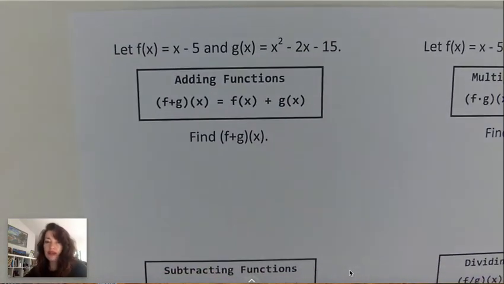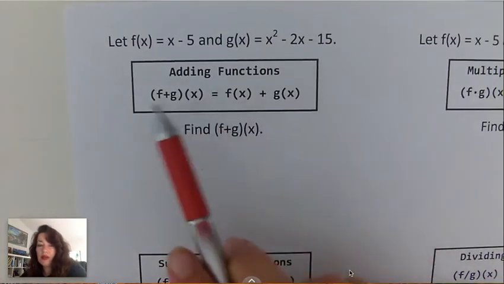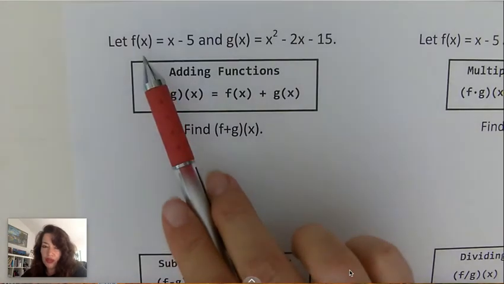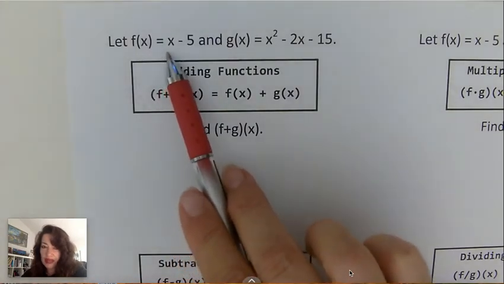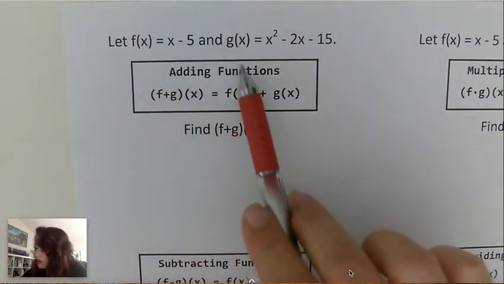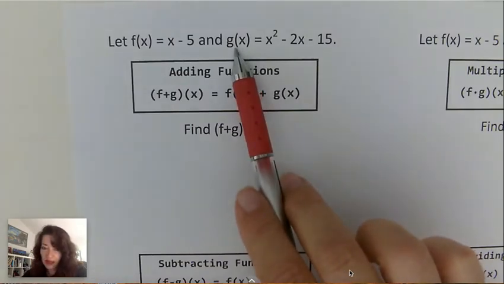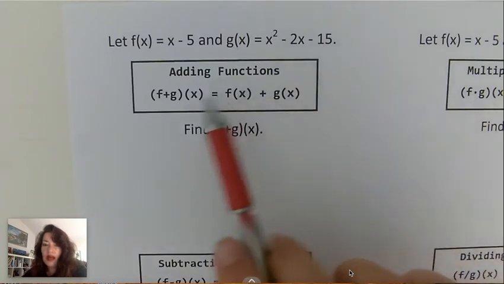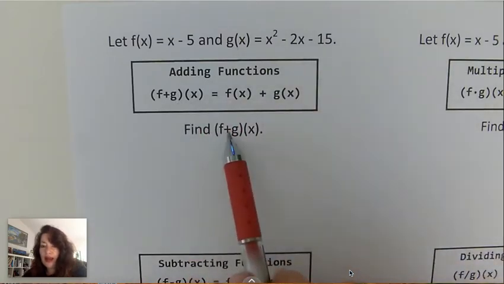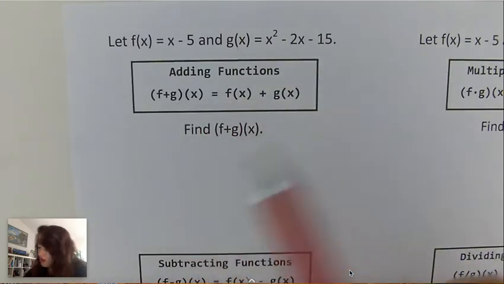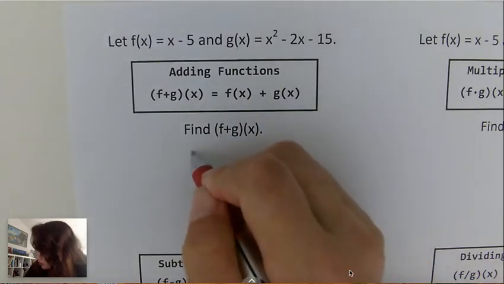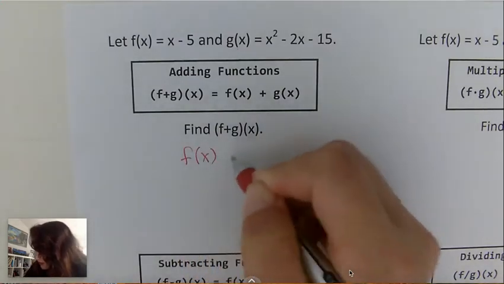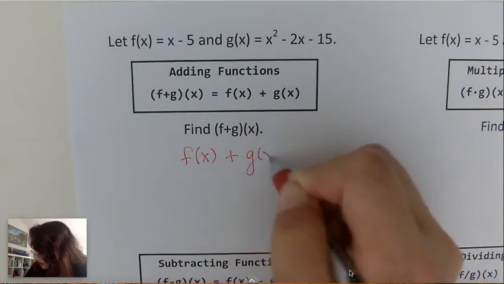All right, the first example is adding. So we are actually given the first function f of x, and it is given as x minus 5. And our second function, g of x, is given as x squared minus 2x minus 15. Now we are asked to find f plus g of x. Well, that is equivalent to f of x plus g of x.